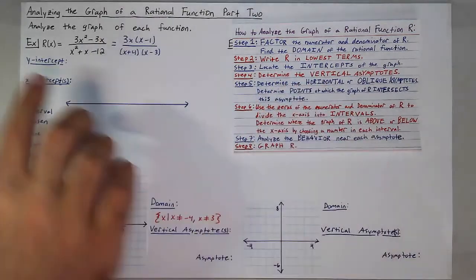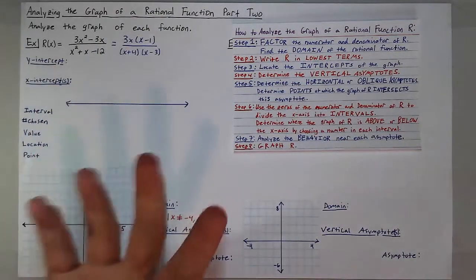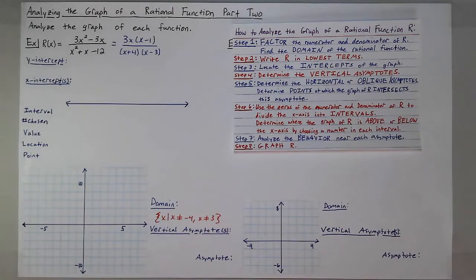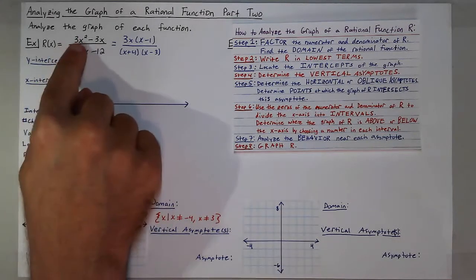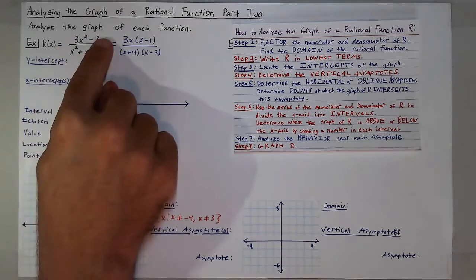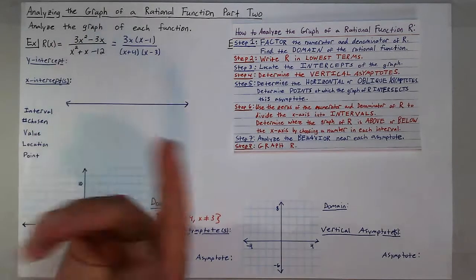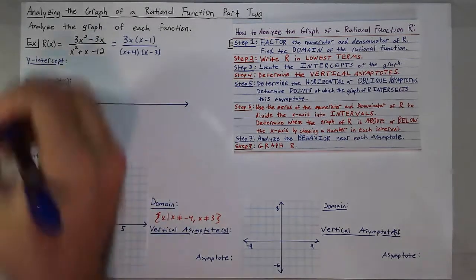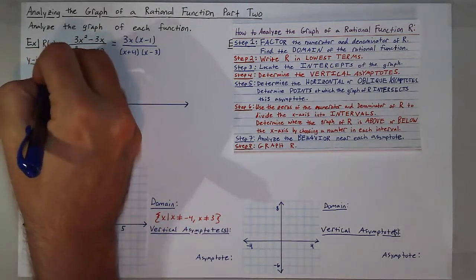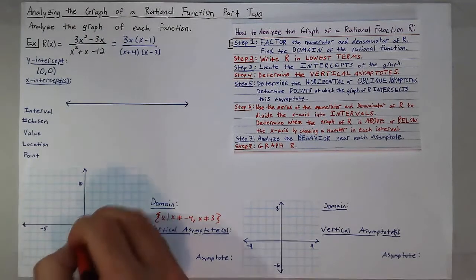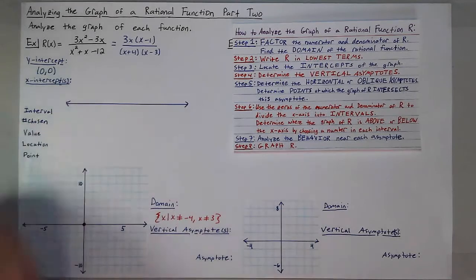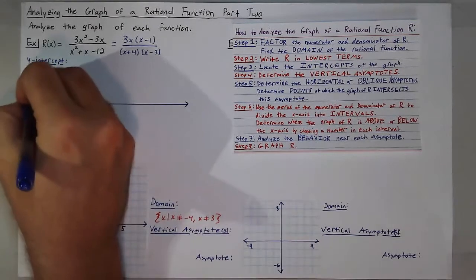Now we'll find the intercepts of the graph, starting with the y-intercept, which is just plugging in 0 for x. So if you plug in 0 for x, you'll get 0 minus 0 over 0 plus 0 minus 12, so 0 over negative 12, which is 0. So my y-intercept is the point 0, 0. So it crosses through the origin, which so happens to also be an x-intercept when it goes to the origin. So I also have an x-intercept at 0, 0.